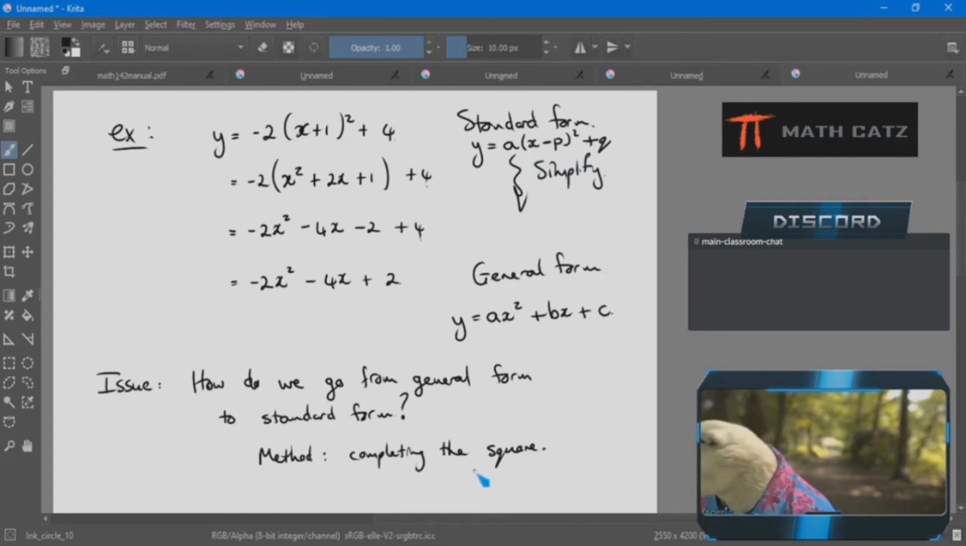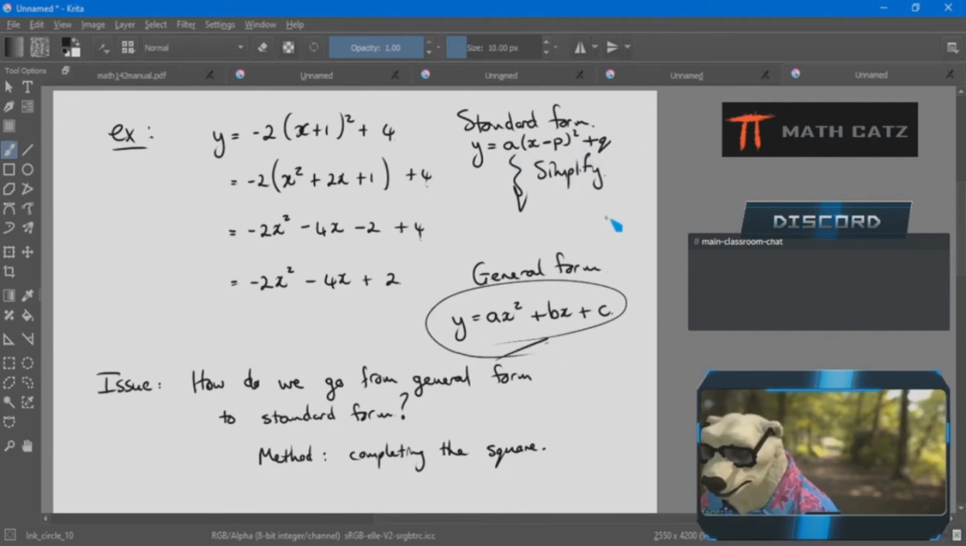So before we go into this method, is everyone at least clear on what we're trying to do? Given this general form, how do we make it look nice so we can see the transformations? That is our goal. All right. Now let's do it.